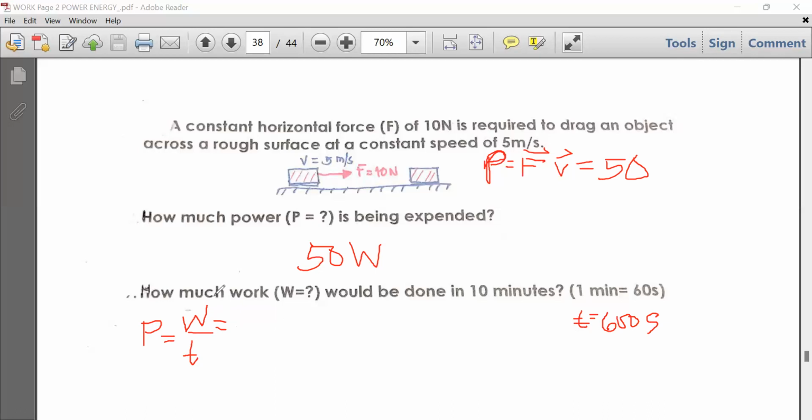So if you want to get the work, you need to multiply power by time. Work is equal to power times time. Power is 50, and time is 600 seconds. So the answer is 30,000.